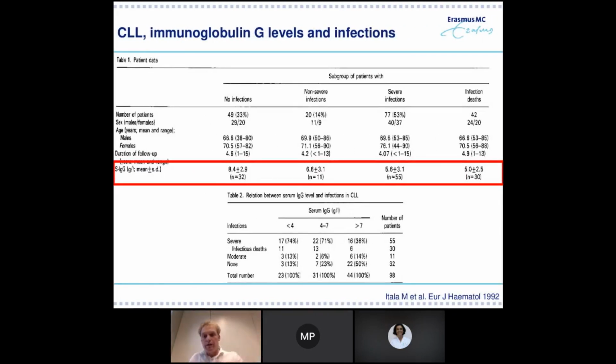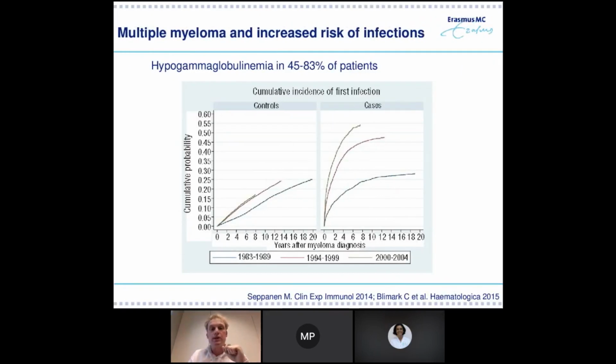Very nicely shown already around 30 years ago, looking at the red bar, patients with lower levels of immunoglobulins have more risk of severe infections. So looking at the second table with low levels of immunoglobulins, so lower than 4 grams per liter, there is a much higher risk of getting a severe infection, while the patients with CLL with higher levels of immunoglobulins do not have an increased risk of infections. So yes, they suffer from hypogammaglobulinemia, and the lower the levels of IgG, the more severe infections occur in these patients. The same holds true for other hematological malignancies.